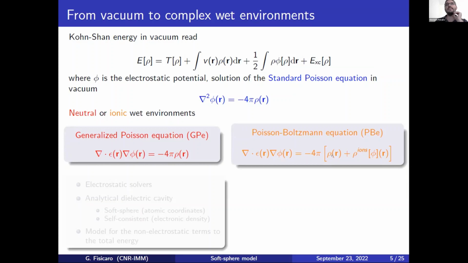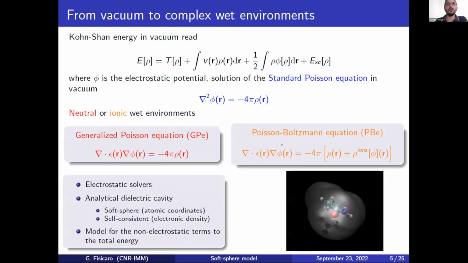The Poisson-Boltzmann essentially is identical to the generalized Poisson equation. We just add here on the right, next to the electronic charge density, the charge of the ions in the electrolyte. But again, we need to solve a generalized Poisson equation.